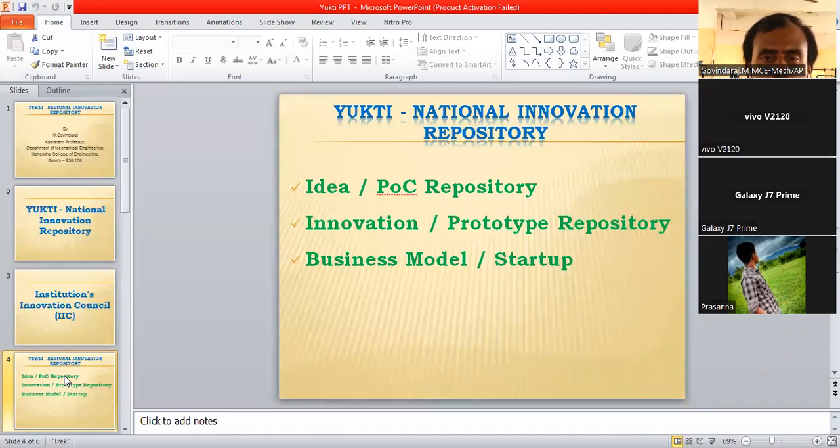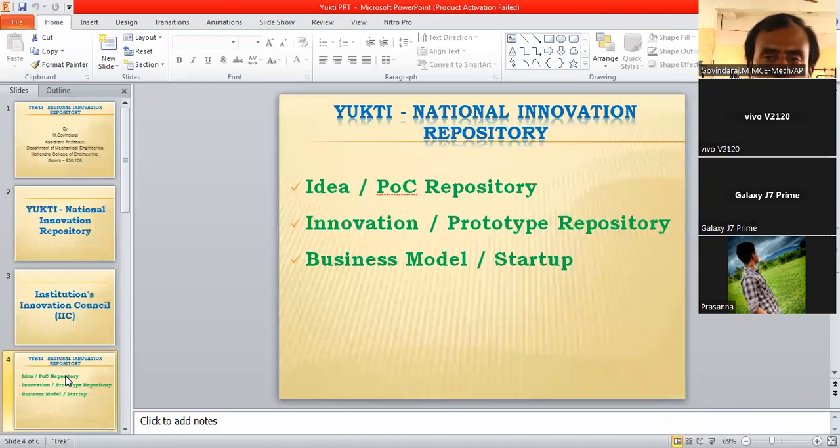The second platform is innovation or prototype. A prototype is a model. In our college, the final year, 8th semester students in the mechanical engineering stream are doing projects. They are manufacturing a project kit or a demonstration model. If it is not a complete product, it may be a prototype, where the prototype is a replica of a product.